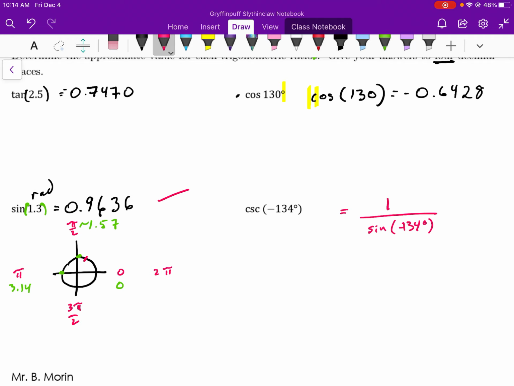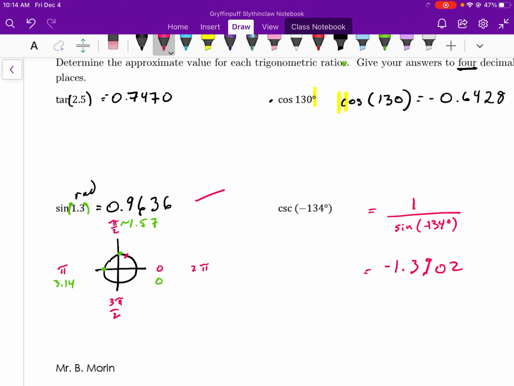So really, 1 divided by the sine of negative 134. And what I get is negative 1.3902. So that's it. Now I believe we're ready to go even further. Let's do this, team.